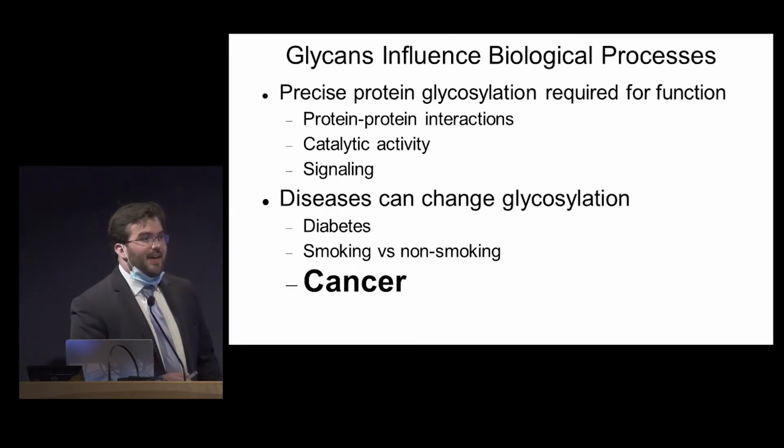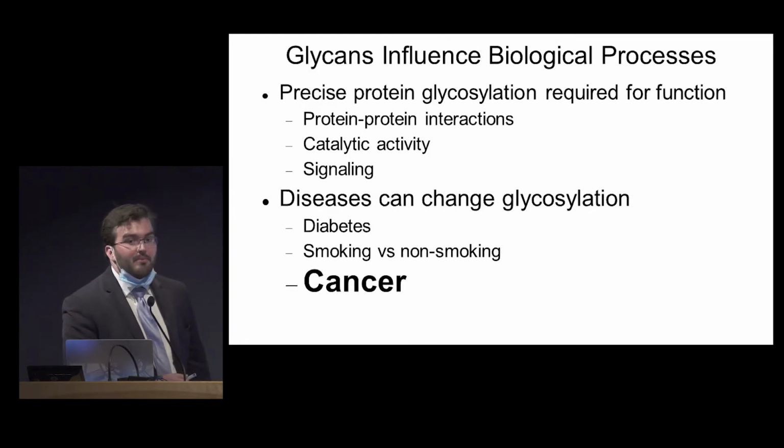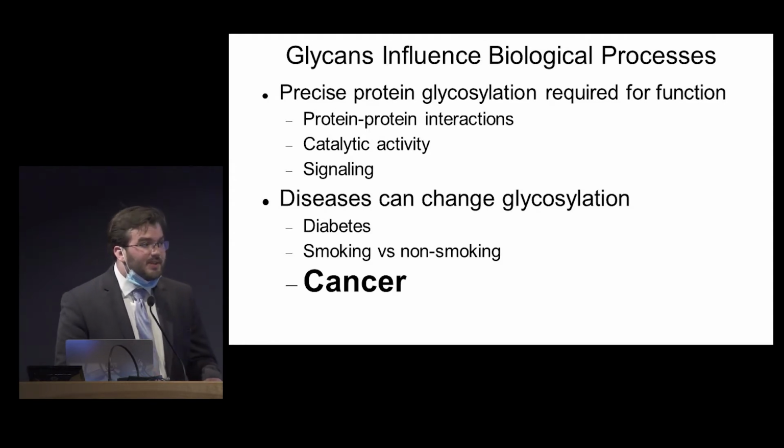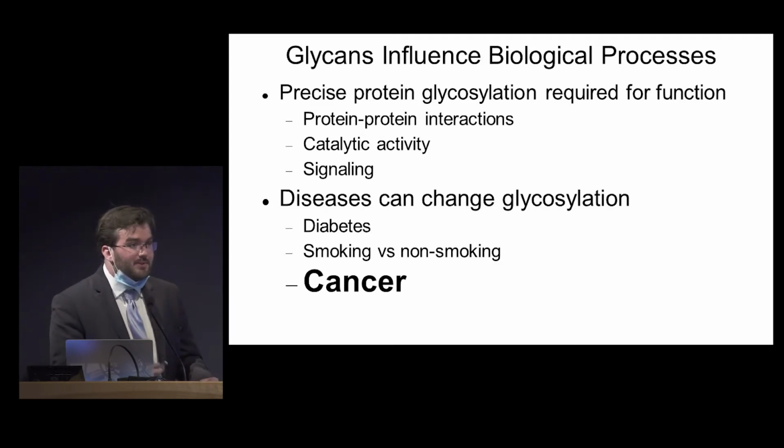So it turns out that glycosylation is extremely important for the biological function of proteins. If you don't have the right protein with the right glycan, the protein does not function the right way. This is really important for regulating things like protein-protein interactions, the catalytic activity of proteins, as well as regulating cell signaling processes. It's very important. And when cancers or other diseases evolve, you can change the glycome and you can change these glycans that are present on proteins, and that can result in devastating effects.